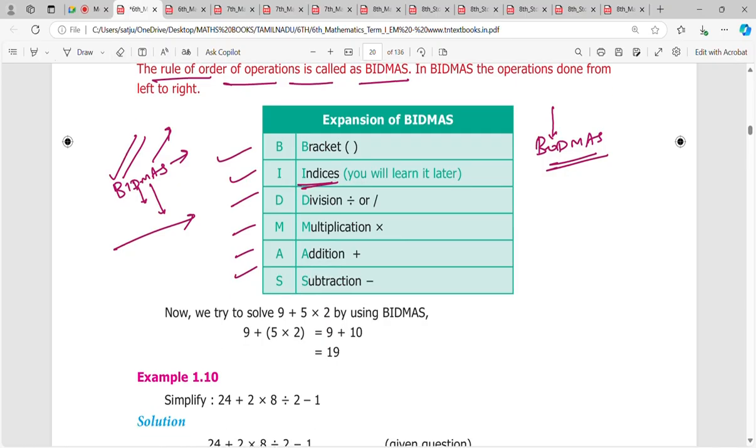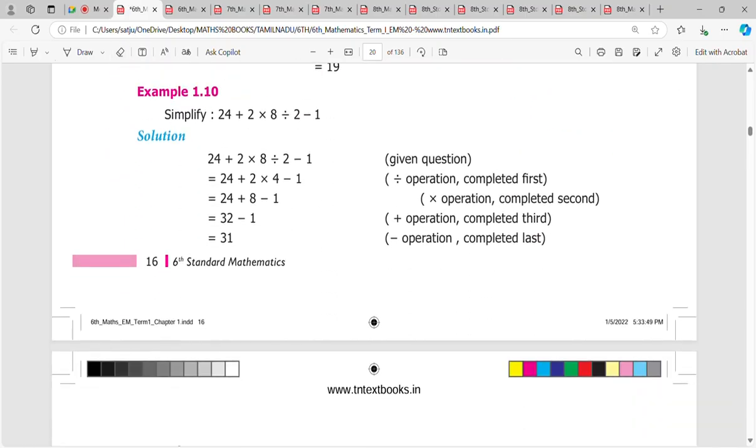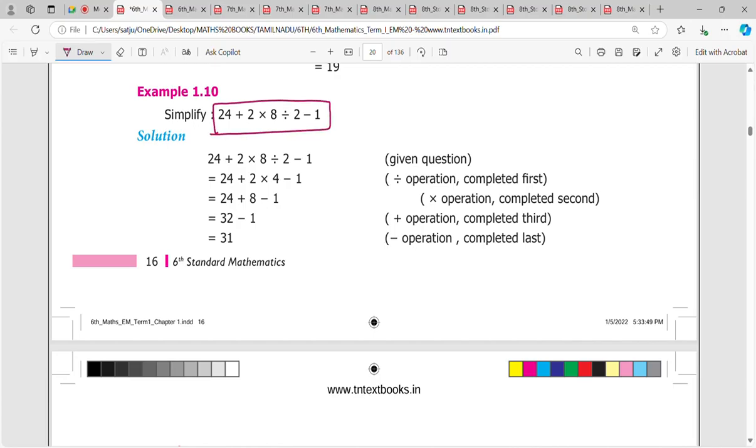So let's see some problems here. Check this problem. Simply they will give you 24 plus 2 into 8 divided by 2 minus 1. What is the first step? BODMAS. Is a bracket there or not? Bracket is not there, indices not there, division is there. In this sequence, division plays a very vital role. So you have to start here with this one.